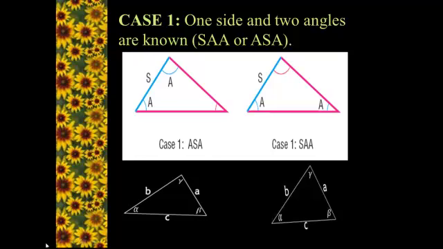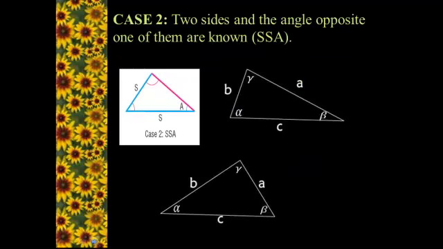Here are two examples of one side and two angles that are known. If we continue, we could say we have alpha, side B, and gamma, or we could say that we have alpha, side C, and beta. Two sides and the angle opposite one of them are known, side side angle. So let's look at a couple more examples. We could have side A, angle alpha, and side C. Or we could have side B, angle gamma, and side C.